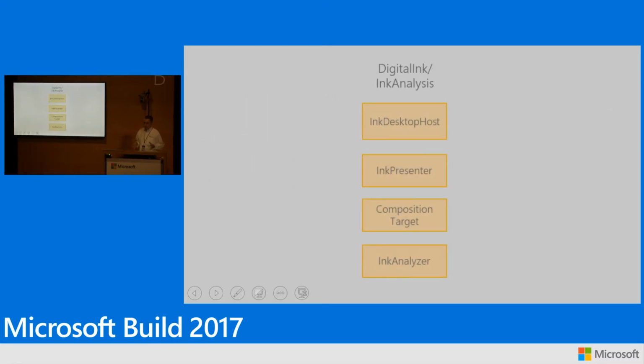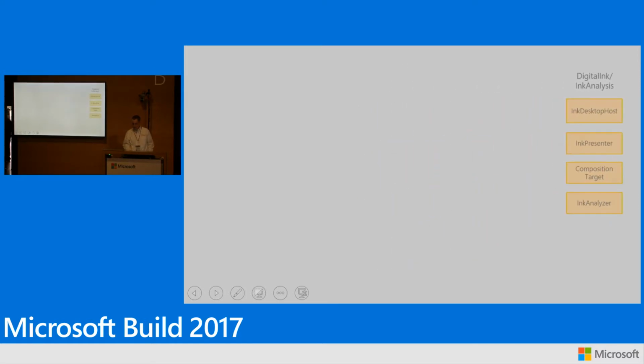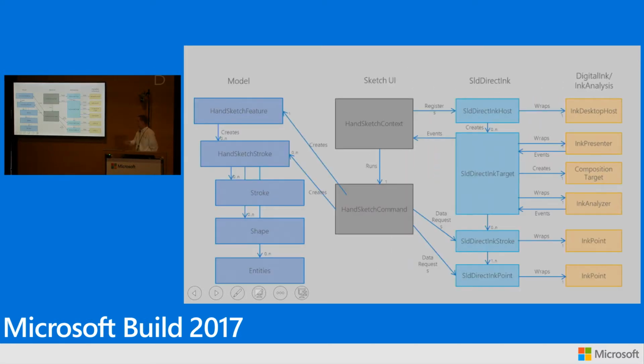So, there's kind of four chunks that make this possible, and these are the things that we're using. Ink Desktop Host is the overarching piece that makes it available for us in Win32. You're running that, running Ink Presenter and Composition Target, and that's running on each window. And then the Ink Analyzer piece, which is where we're sending the strokes in to see if they're shapes. And so quickly, that fits in our whole context here.